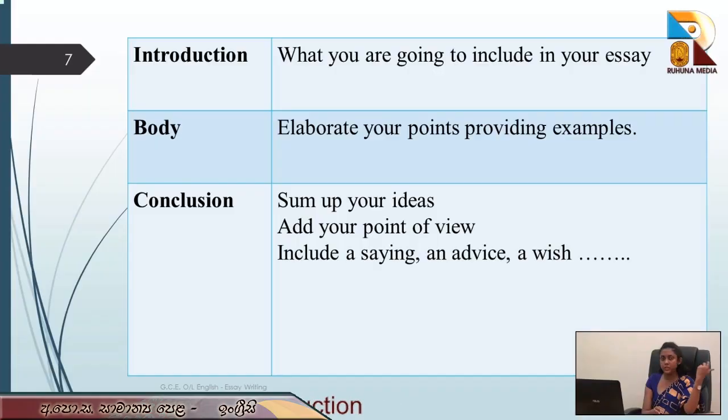Right, so then we are moving on to the conclusion. In the concluding paragraph, what you have to do is summarize your ideas and make sure that you don't introduce new points in the conclusion, right? And also, you can end your essay by adding your point of view, and then you can include a saying, a wish, a piece of advice, right? So when it comes to the conclusion, you summarize your ideas and you are not going to introduce new points, right?